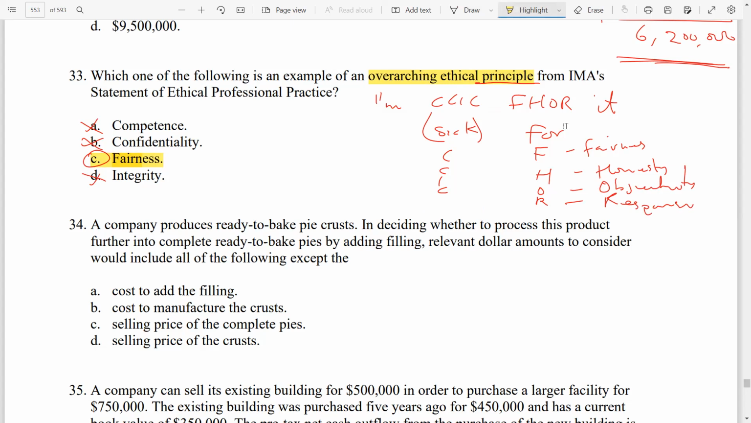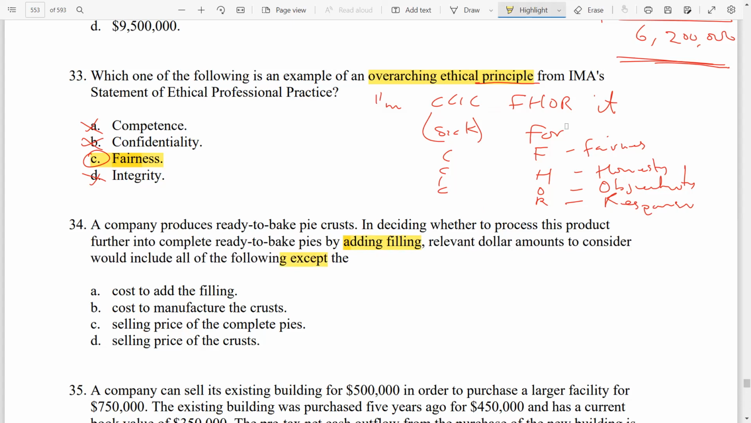Question number 34. A company produces ready-to-bake pie crust. In deciding whether to process this product further into complete ready-to-bake pies by adding filling, relevant dollar amounts to consider will include all of the following except. So this is an except question.